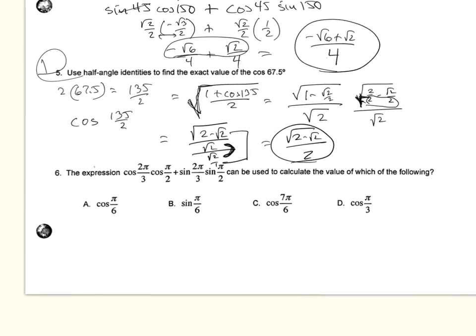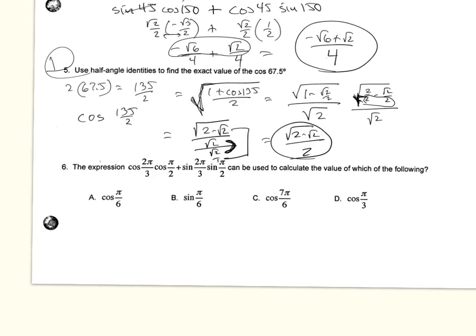Now for number 6, this was very similar to the extra credit question on the quiz. So if you notice, it goes cosine, cosine, sine, sine. Cosine, cosine, sine, sine. That's the same thing as problem number 2.